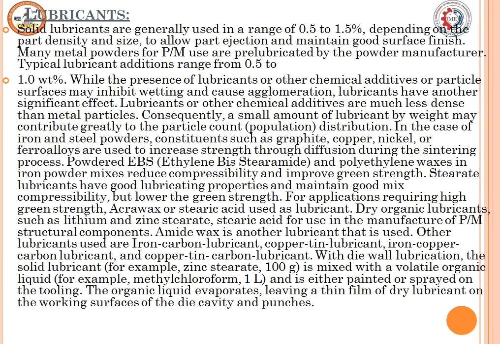Powdered EBS, ethylene bisstearamide, and polyethylene waxes in iron powder mixes reduce compressibility and improve green strength. Stearate lubricants have good lubricating properties and maintain good mix compressibility, but lower green strength. For applications requiring high green strength, Acrawax or stearic acid are used as lubricants. Metallic lubricants such as lithium and zinc stearate, and stearic acid, are used in the manufacture of powder metallurgy structural components. Amide wax is another lubricant that is used.